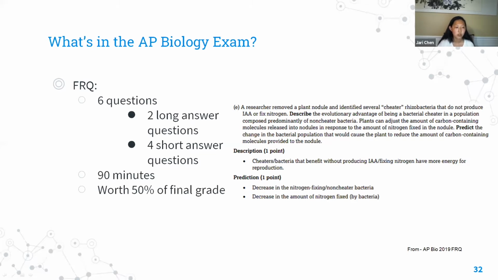This is worth 50% of your final grade. On the right is a showing of how the AP Biology free response is graded. The parentheses E is a portion of a question. It gives you a really long question, and then it asks you for a description and a prediction. As you can see, these answers are pretty simple, but when you write them out, they're usually not this simple to write out.